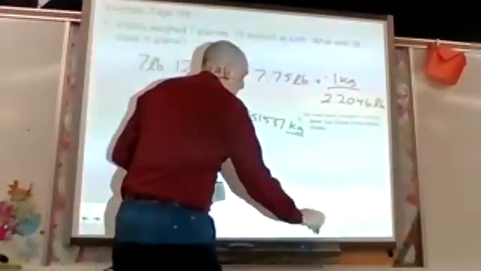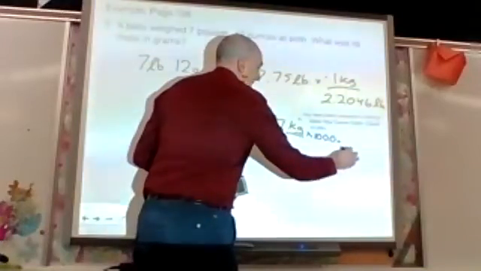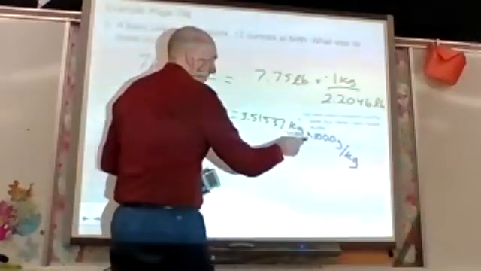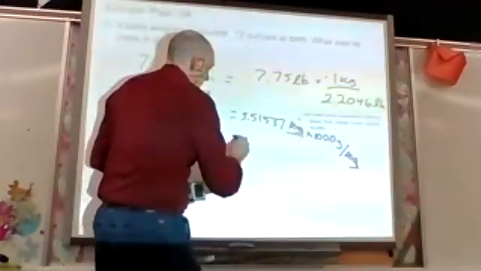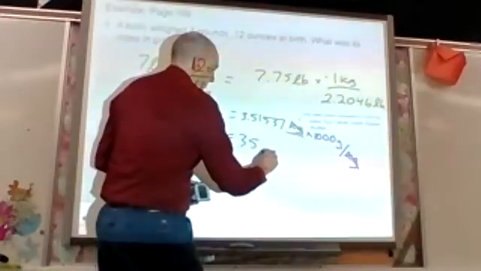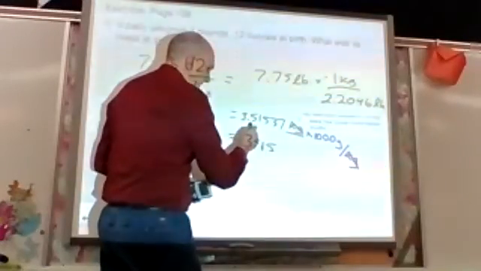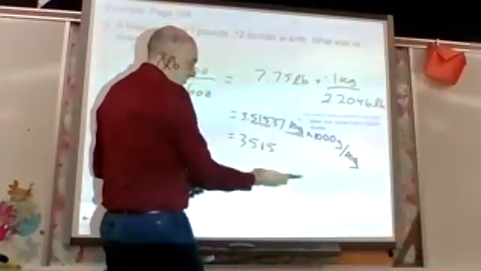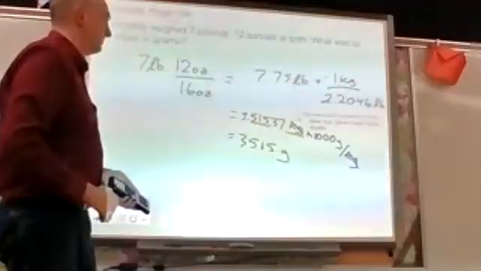I now have to multiply this by 1,000 grams per kilogram. And look at this, kilograms and kilograms cancel each other out. So I get 3,515. So that decimal moves 3 places to the right, right? And then this is a 3, so I'm just going to round down 3,515 grams.